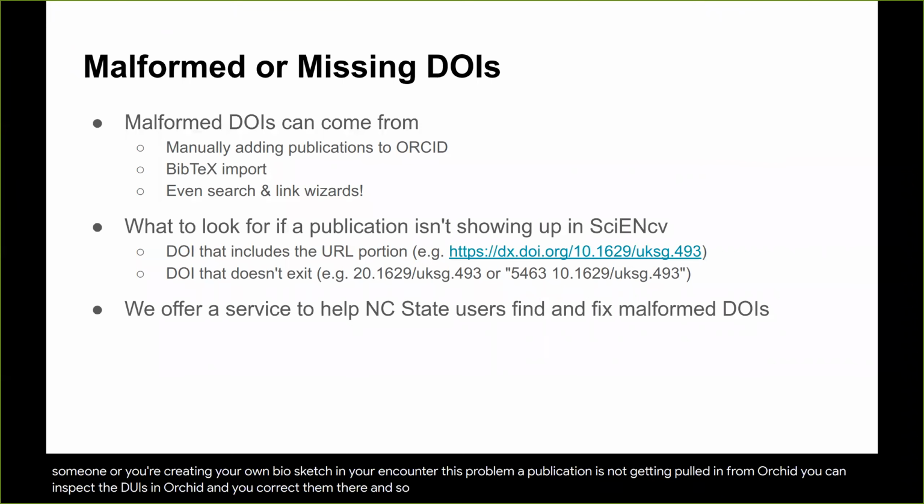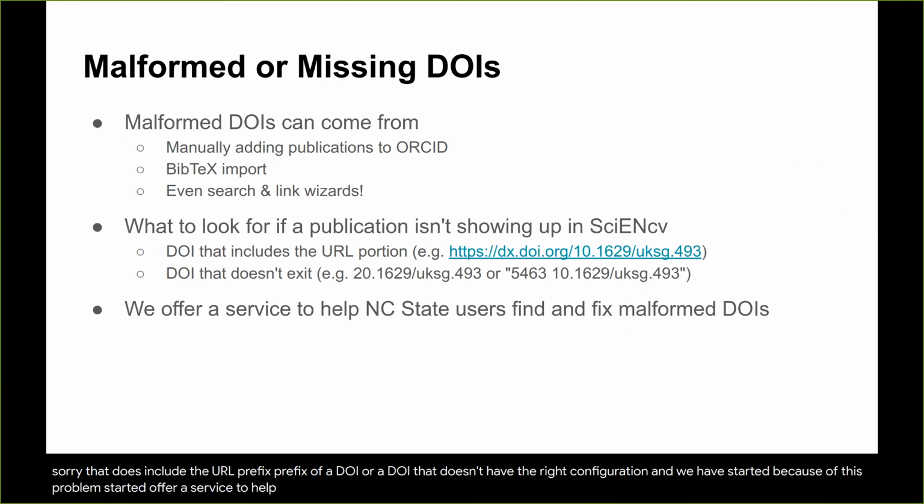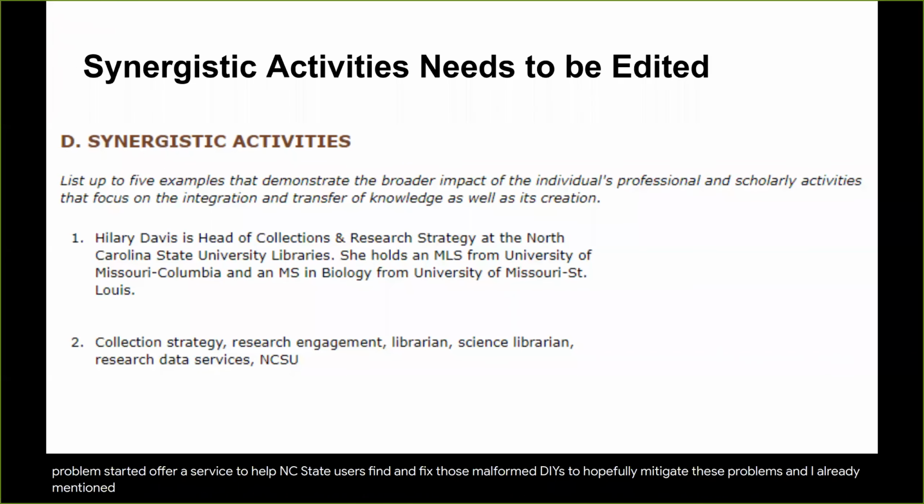And so some of the things that we have seen have been like a DOI that does include the URL prefix of a DOI, or a DOI that doesn't have the right configuration. And we have started, because of this problem, to offer a service to help NC State users find and fix those malformed DOIs to hopefully mitigate these problems. And I already mentioned this case where synergistic activities needs to be edited because what it's pulling from ORCID is not appropriate for what the section needs to cover in the biosketch.